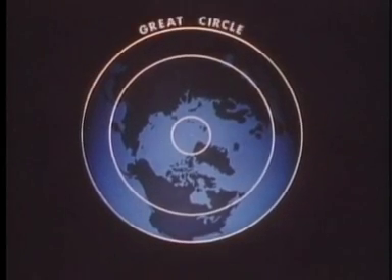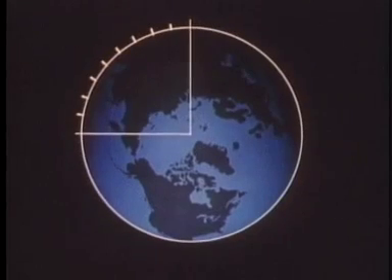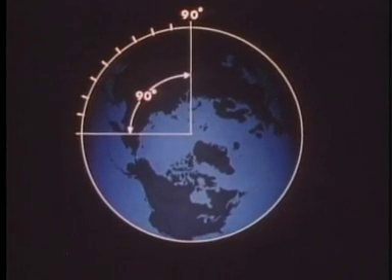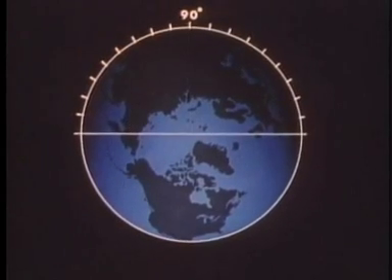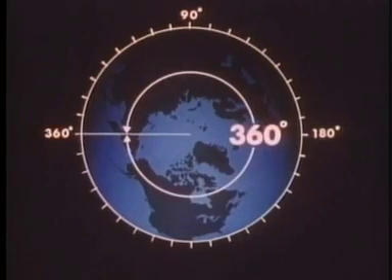Now, the Earth is a sphere, not a perfect one, but very close. And on a sphere, an imaginary line of latitude or longitude turns out to be a circle. The largest circle we can draw is called a great circle. To measure parts of a circle, we use degrees. 1/4 of a circle is 90 degrees. Half a circle is 180 degrees. And a full circle is 360 degrees.